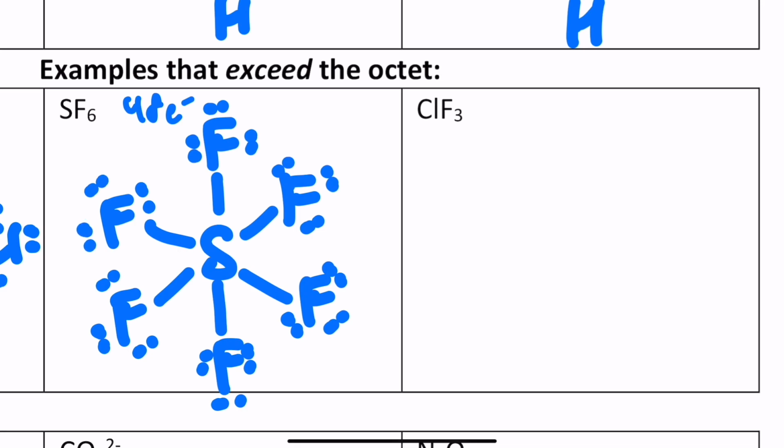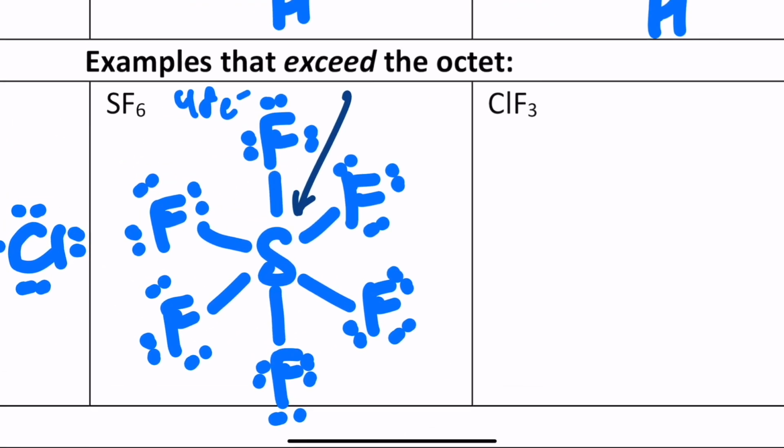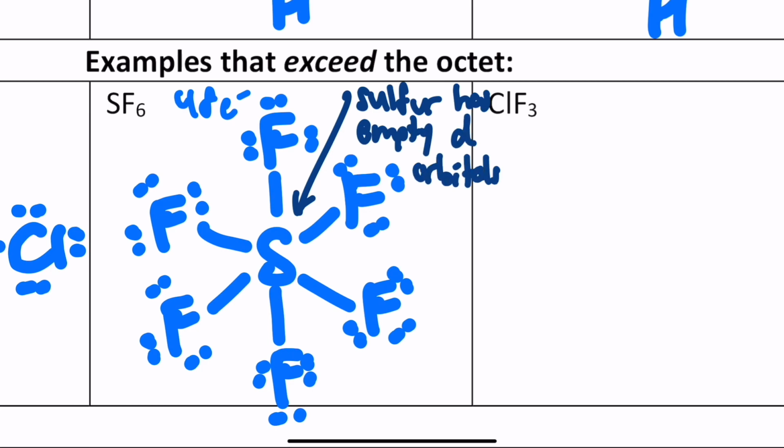And that's a valid way of drawing SF6. Very symmetric molecule, but we are exceeding the octet. Many textbooks say that this can be done because sulfur has empty d orbitals, although there's some evidence that suggests that this species exists as an ion pair.